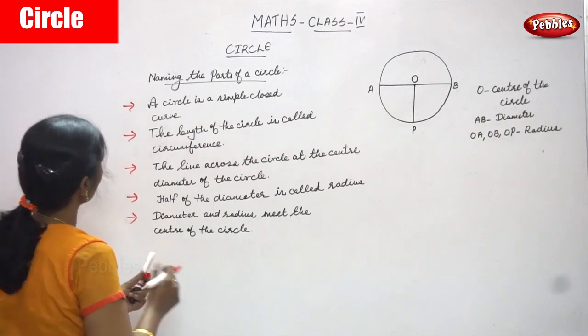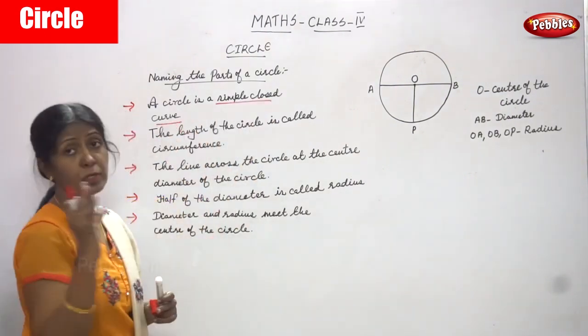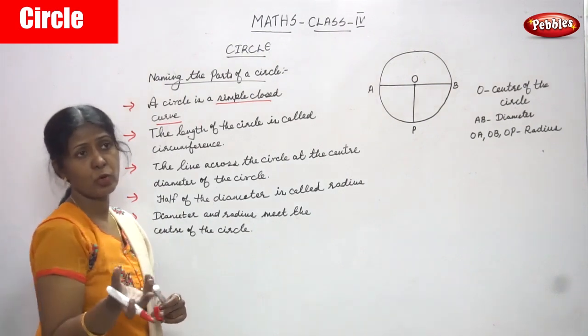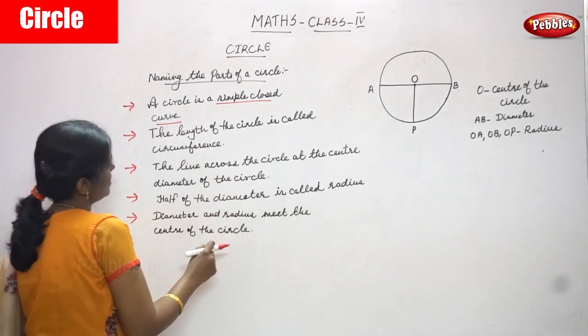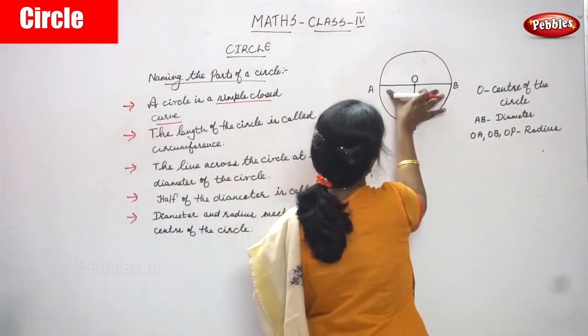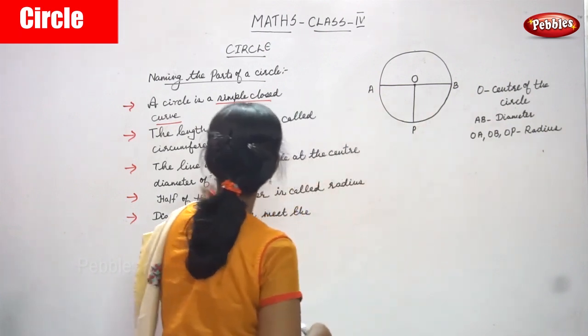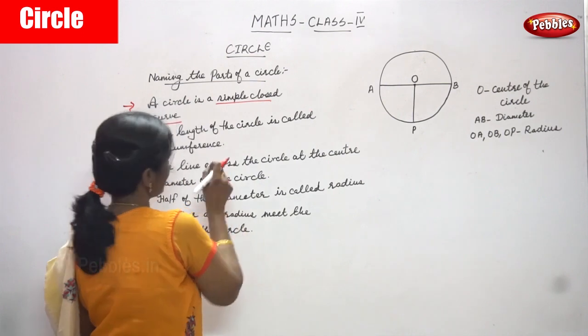A circle is a simple closed curve. Otherwise we can call it a simple closed curve. And the length of the circle is called the circumference. So this is the length of the circle. The length of the circle is called a circumference.